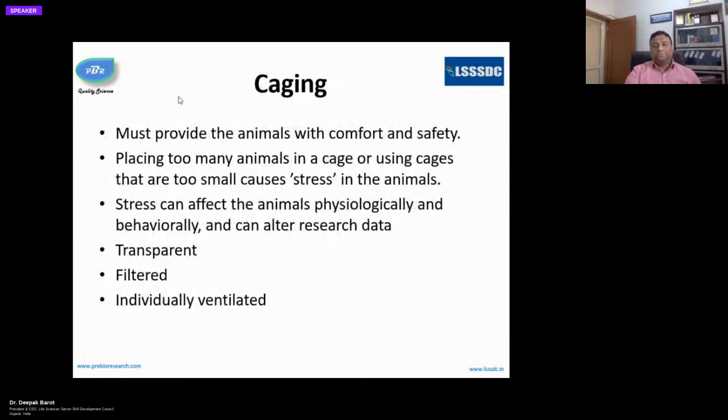Caging systems: there is a provision to have individually ventilated cages, so each cage will have its own controlled environmental conditions. Even that is possible if you have IVC cages. What we showed in the video were polypropylene, but they are not transparent. Nowadays even transparent cages are available, so from outside you can observe the animals also.